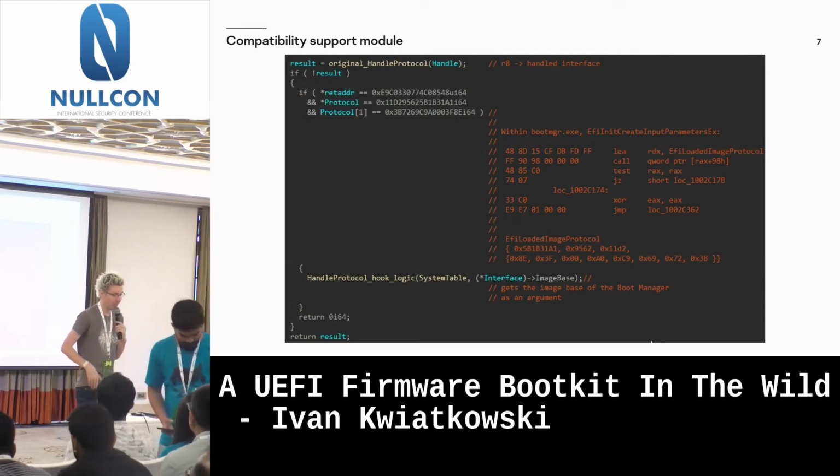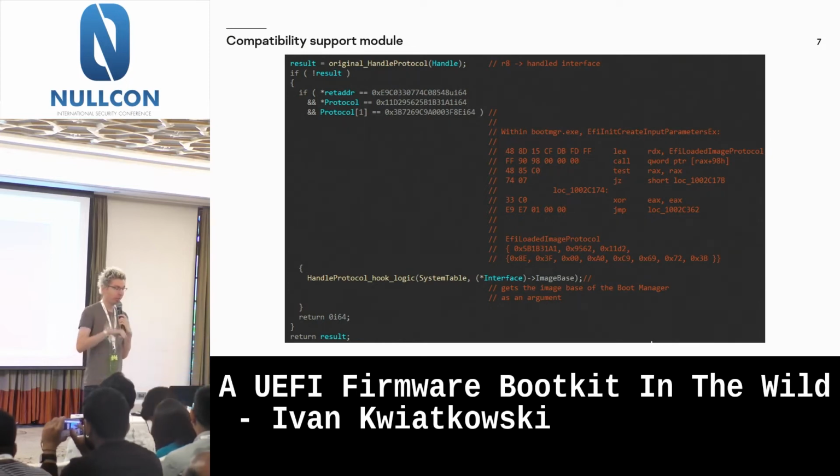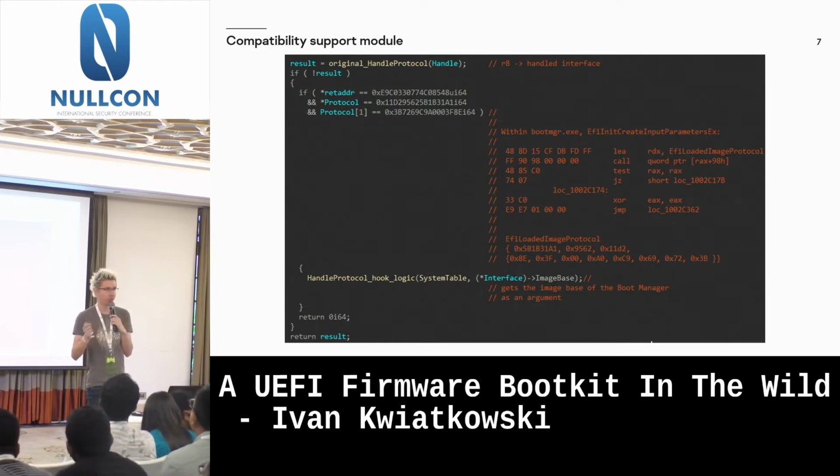So every time that this function is called, it is redirected to this code that was supplied by the attacker. What this code does is try to determine which component has called it, because during the boot process this function, HandleProtocol, is going to be invoked several times, but the attackers need to infect it during one of the specific calls. So in order to do this, they examine the function arguments, and they also look at the bytes that are located at the return address. So this is what you see there.